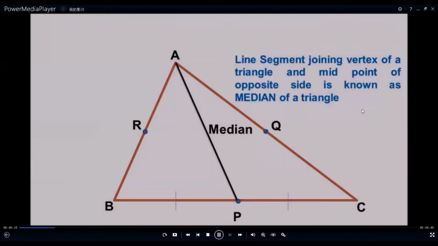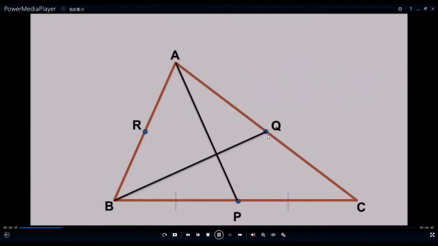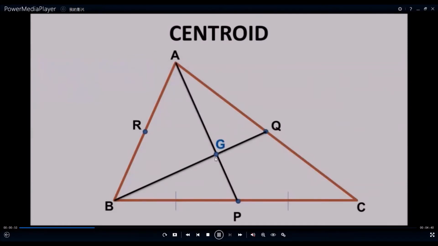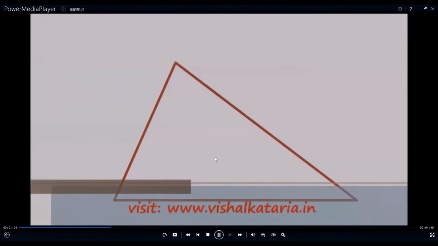And then in a triangle, we have 3 vertices. So start from vertex B, we have another median, which is BQ. You see that the 2 medians intersect together. This is what we call the centroid. Centroid. And then let's see whether C and the median, CR, will pass through this centroid. Point G, yes. All 3 medians pass through the same point. We call it centroid. We'll talk about the property of centroid later.